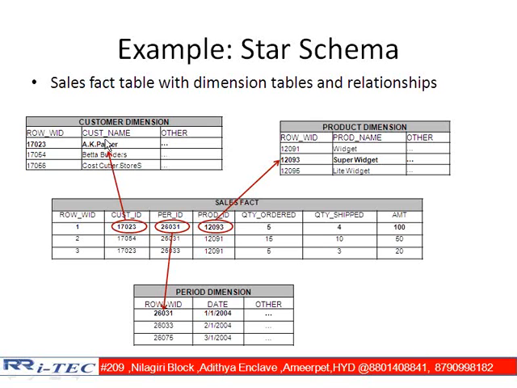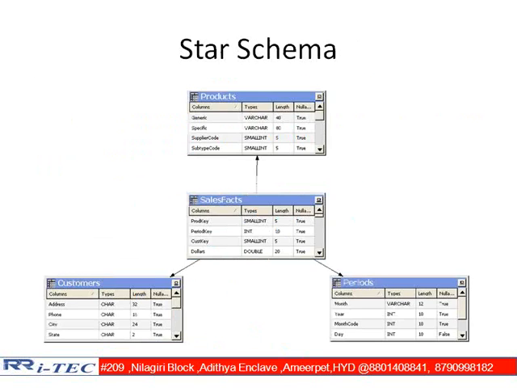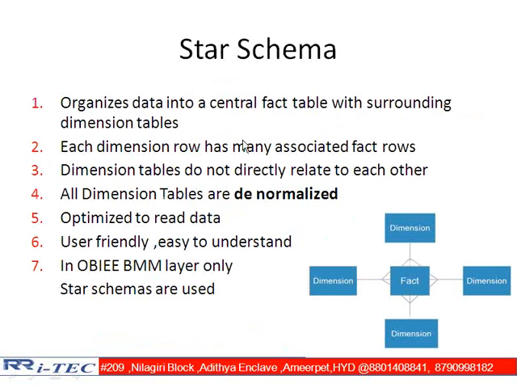That means I have here the customer table. One customer may do n number of activities, and that n number of activities will be registered here. That means in the dimension table, one record is mapped with n number of records in the fact table. Correct or not? Correct. That's the reason we wrote this point: each dimension row has many associated fact rows. AK Parker is one dimension row that is associated with two fact rows in the fact table.